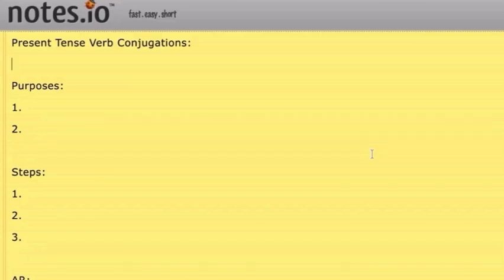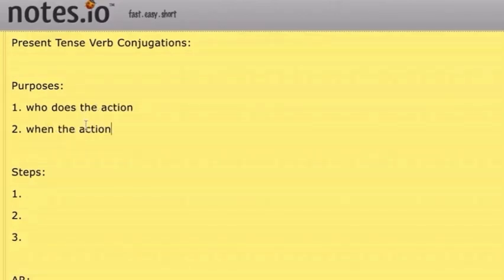A conjugation is essentially where we take the verb of a sentence and change it itself to reflect two things. The first is who does the action, and the second is when the action happens, also known as the verb tense.